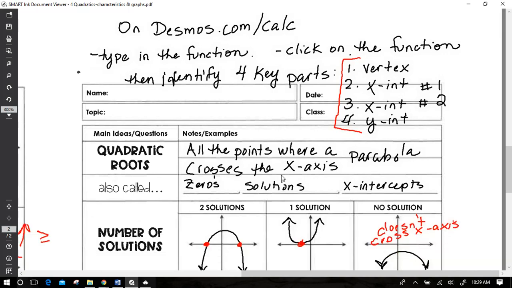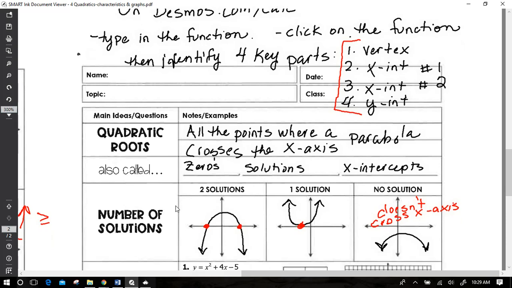So we're going to learn today about quadratic roots. Quadratic roots are all the points where a parabola crosses the x-axis. All right. Quadratic roots have lots of different names. You might hear them called zeros, solutions, x-intercepts, and roots. So there's 4 typical names for them.